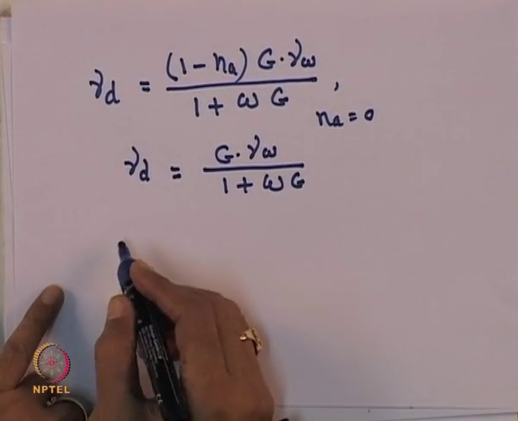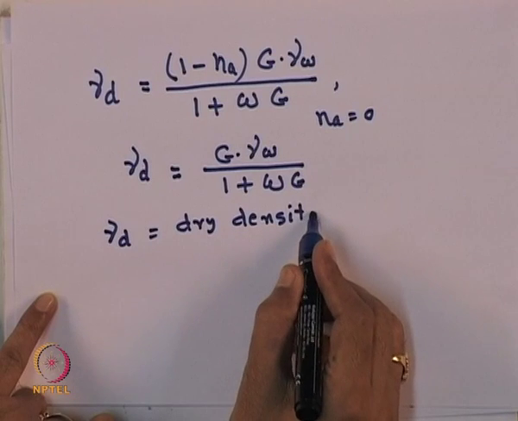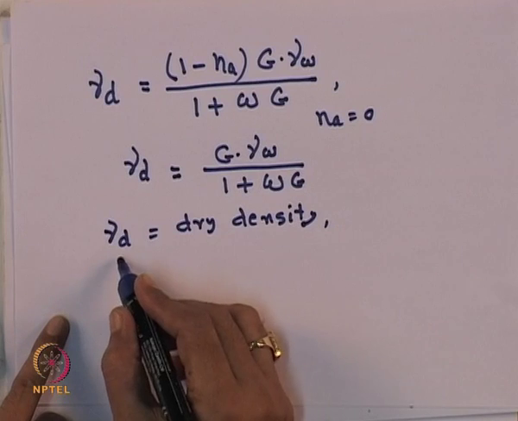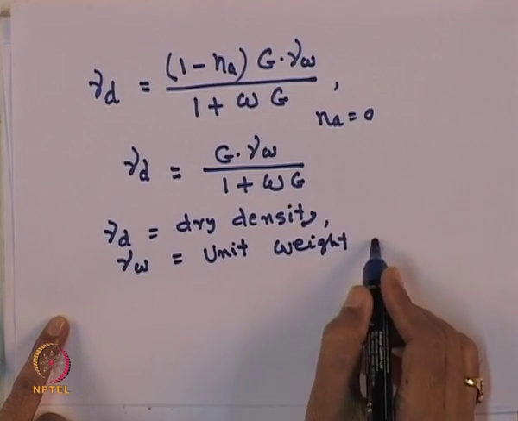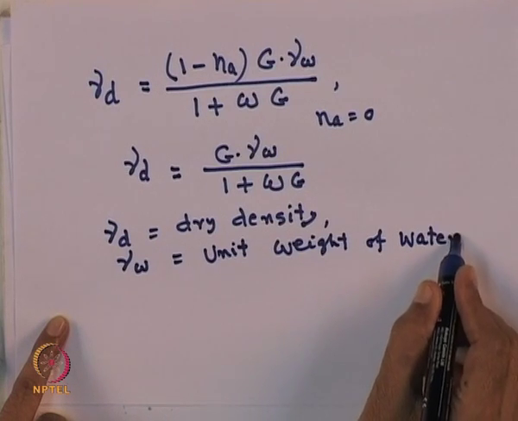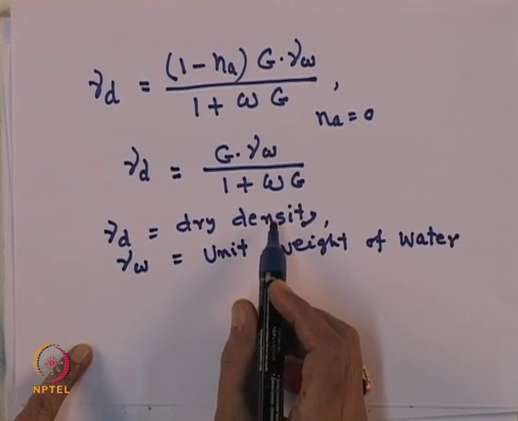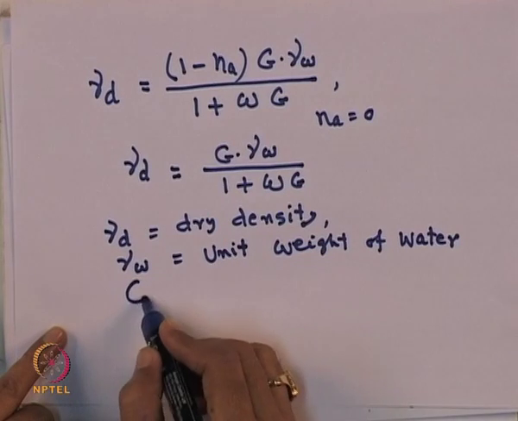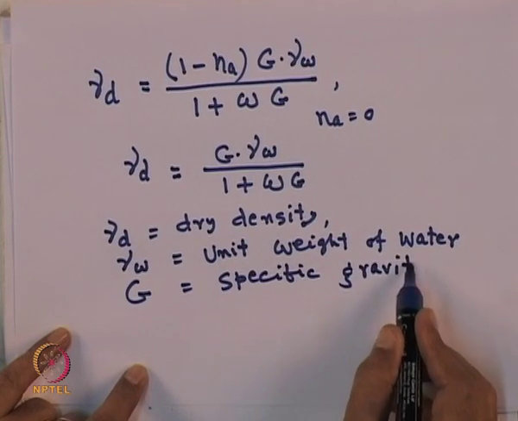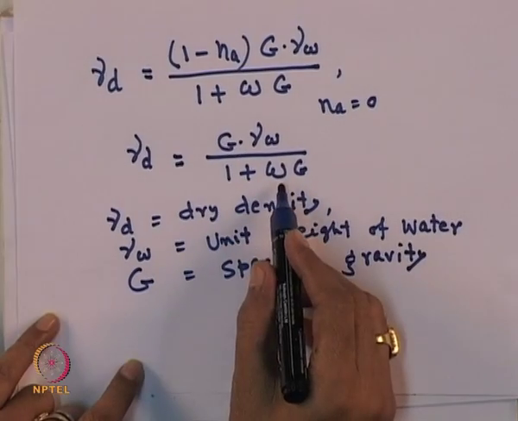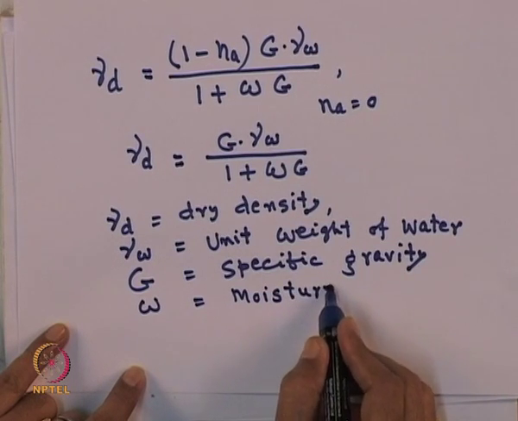Here gamma d is the dry density, and gamma w is the unit weight of water, and G is the specific gravity, and w is the moisture content.